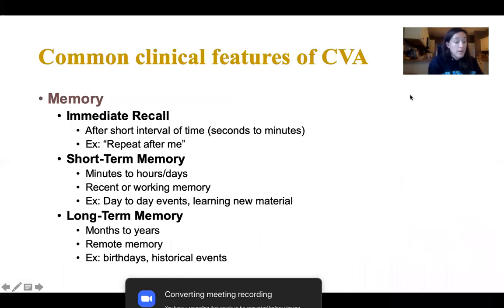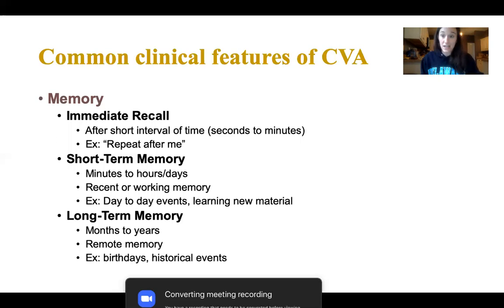Memory is huge. Memory is huge because we need the patients to have carryover, and we need them to be able to recall what they are learning and apply it each day in each session. There are three different ways we look at memory. There's immediate recall. We'll test it by asking someone to repeat three or four words right after you say them. Short-term memory is minutes to hours. So what did you do in OT this morning? We're in PT this afternoon. Can you remember what you did in OT? Short-term memory is really important for learning new material in the acute phase and really important for general day-to-day carryover. Long-term memory doesn't have quite as much of a functional effect, but still can get in the way sometimes.